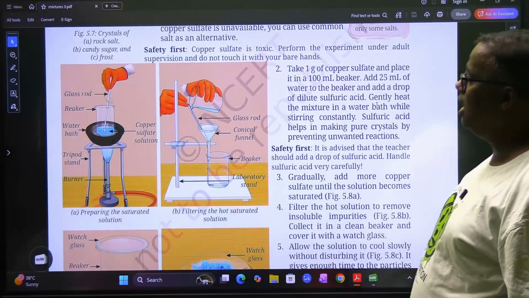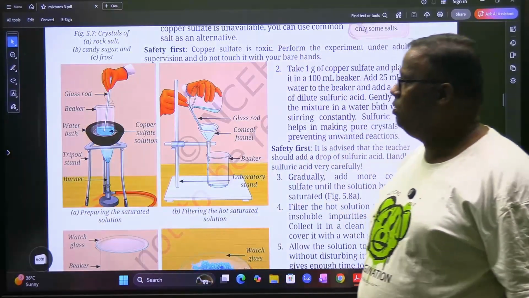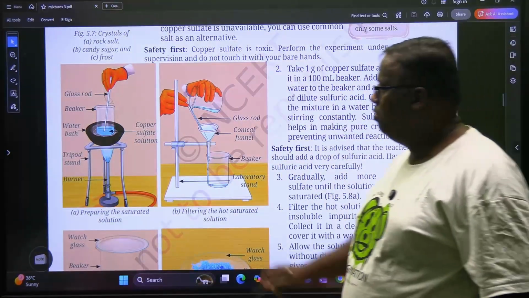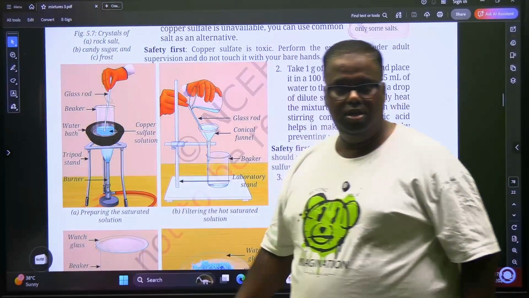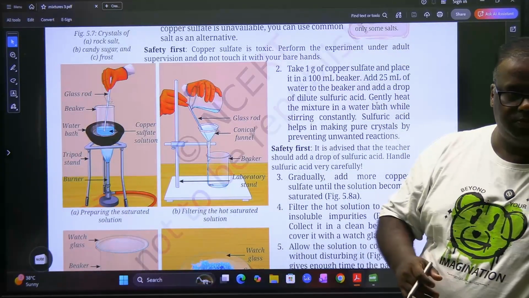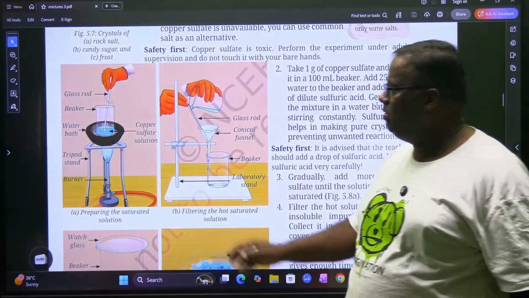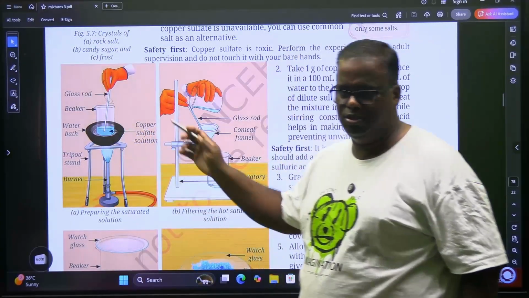So you use a glass rod, you have a beaker. This is a water bath. Water bath means, have you understood? You can't heat the beaker directly. So what they have done, they have taken a crucible. In that crucible, they have taken water. In that hot water, the beaker has been kept. Otherwise, you can straight away heat it in a crucible also. We used to do it in a crucible directly.